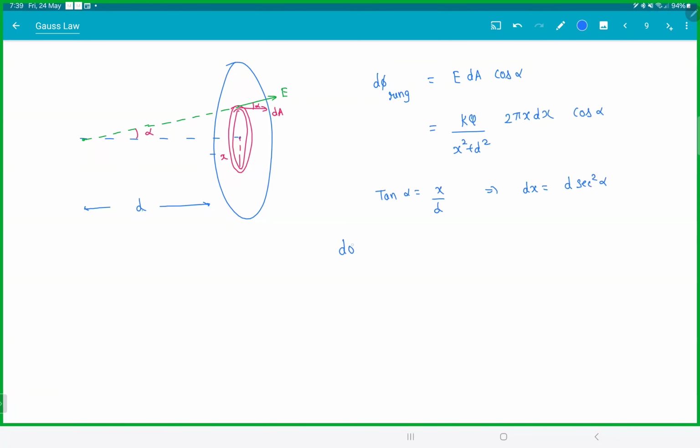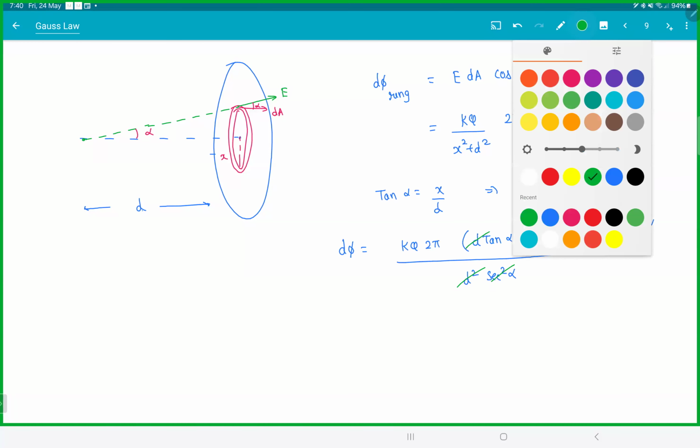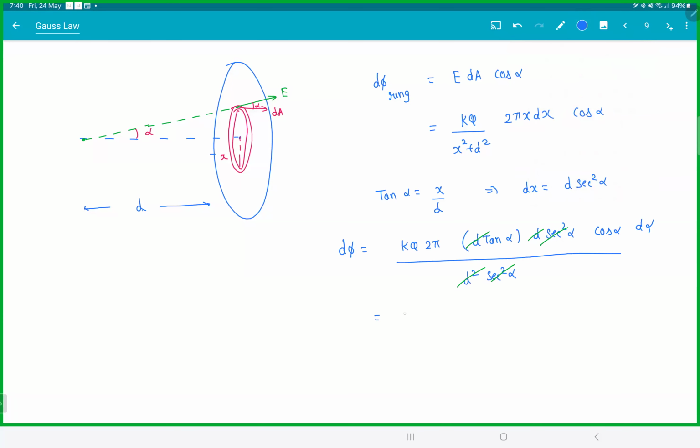Substitute. So dφ would be kq, 2 pi x is d tan alpha, and dx is d secant square alpha d alpha, times cos alpha. In the denominator you have d square times 1 plus tan square alpha, so secant square alpha. Secant square and d square go off. Tan alpha is sin alpha by cos alpha, so you will be left with kq 2 pi sin alpha d alpha.